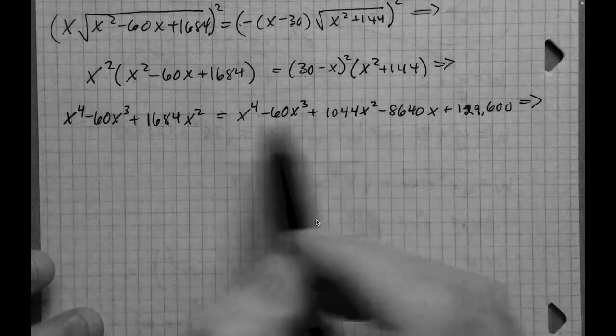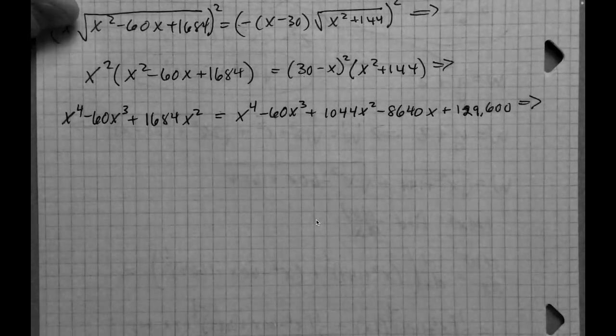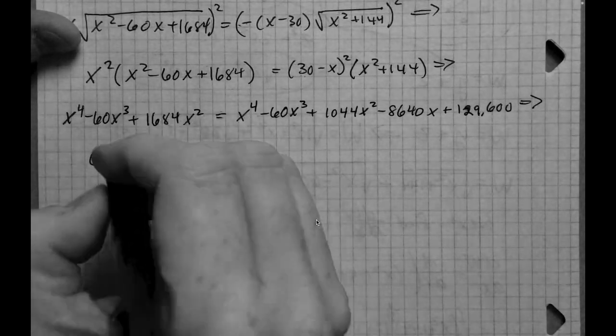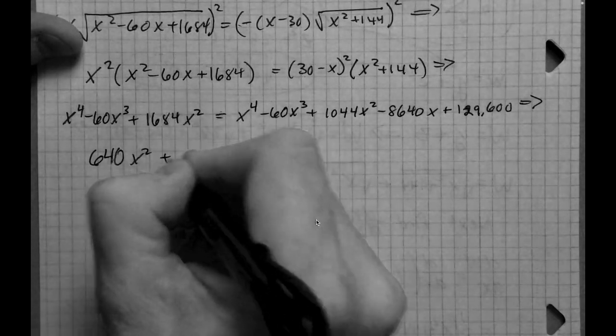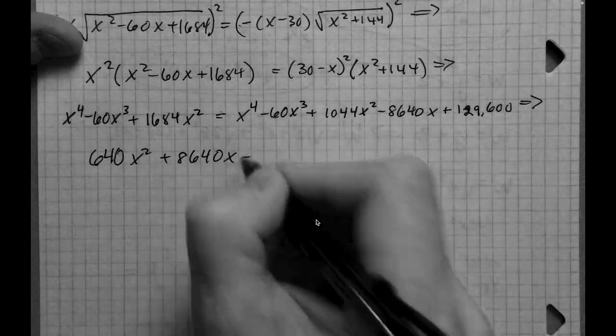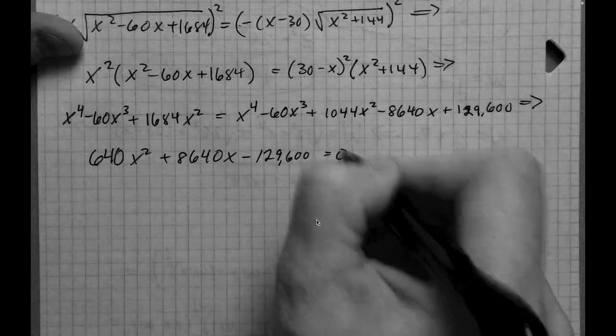But you can obviously pause the video and sort all this algebra out. But ultimately what you end up with is 640x² + 8,640x − 129,600, and that's all equal to 0, right?